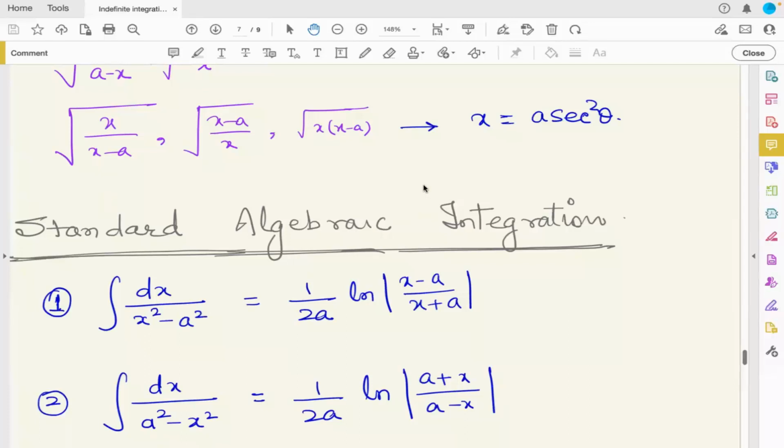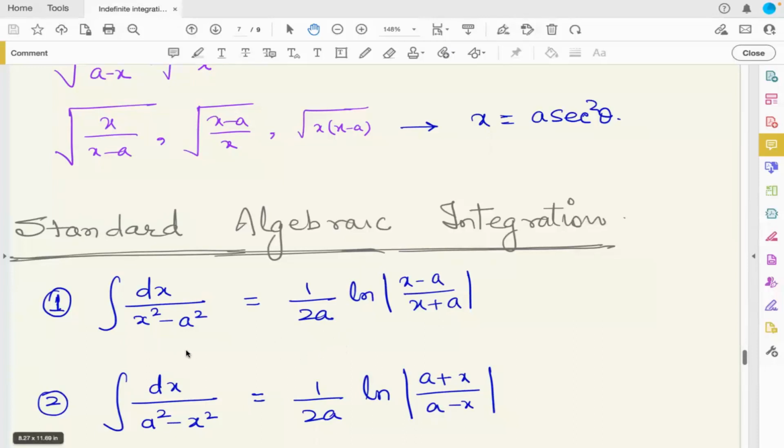If any complex algebraic function comes, we have some standard algebraic integrations to which we try to convert it. So the first standard form is this. Let me write it here, and we will prove it also, so don't worry. dx by x square minus a square. Its integration is 1 by 2a ln of (x minus a) by (x plus a).